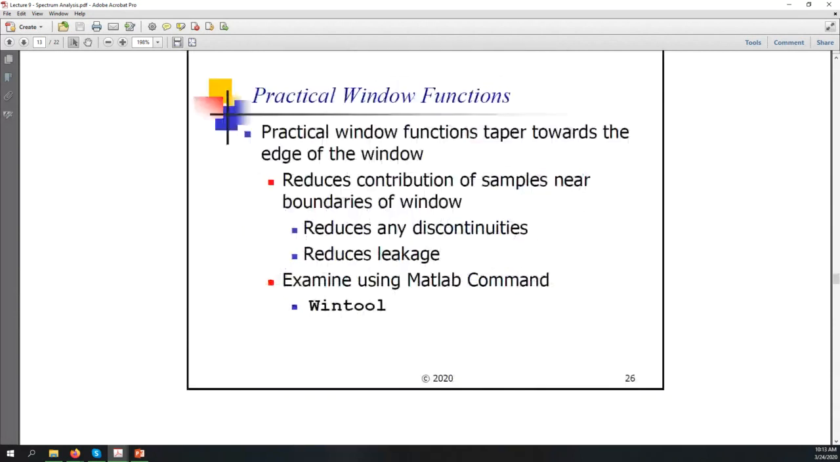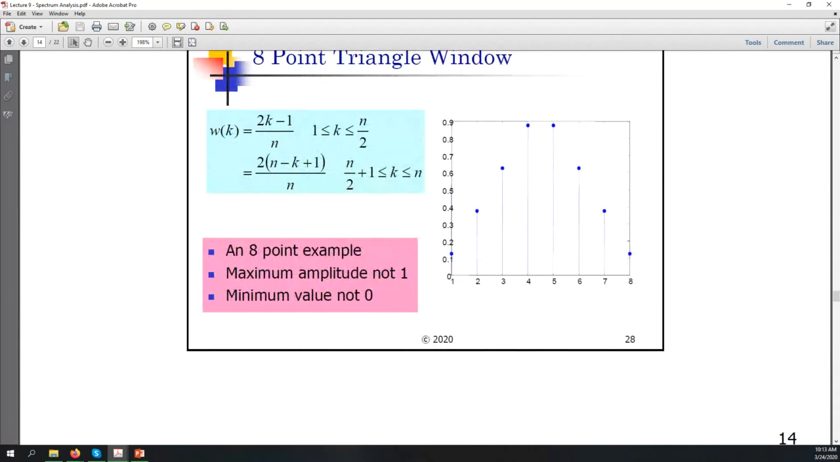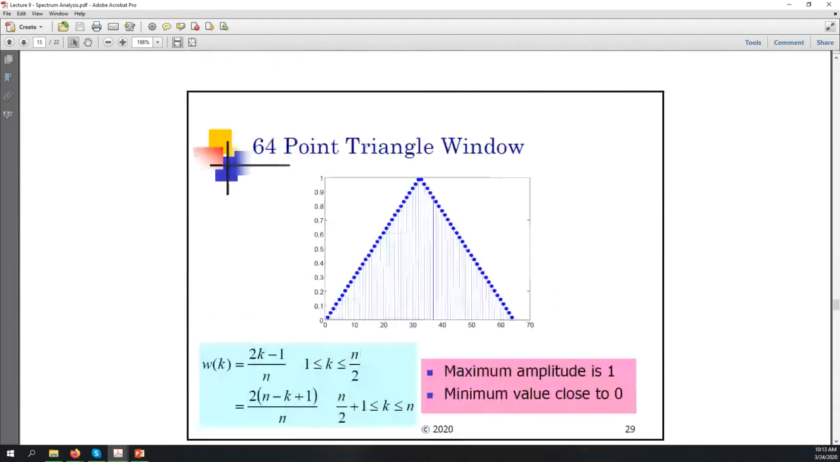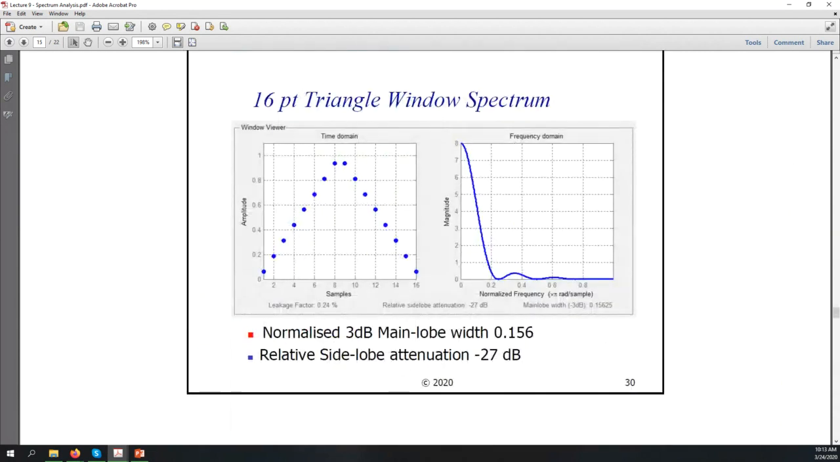Those are the effects you want to observe when explaining any one of the windows. You want to explain that the side lobe attenuation is going to be decreased, but at the same time, the main lobe width is going to be increased because of the base of the window being increased.